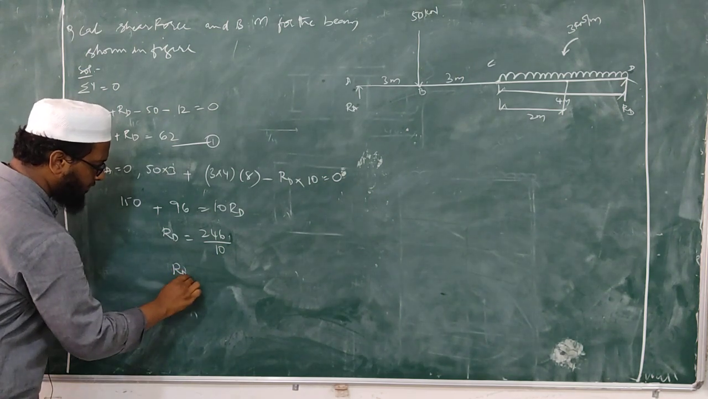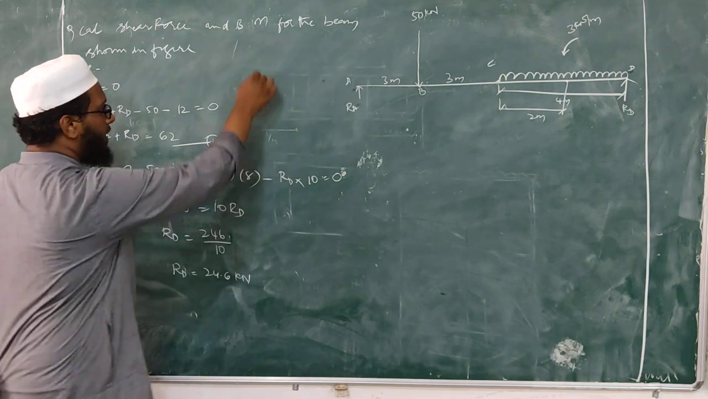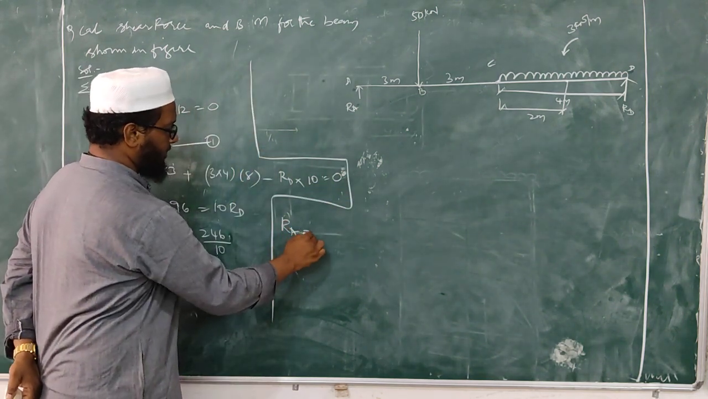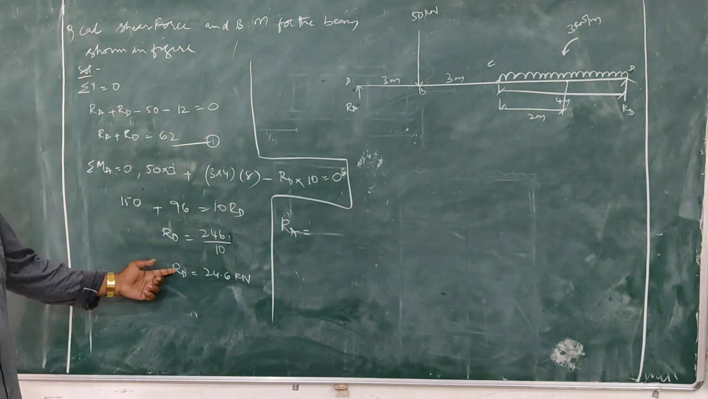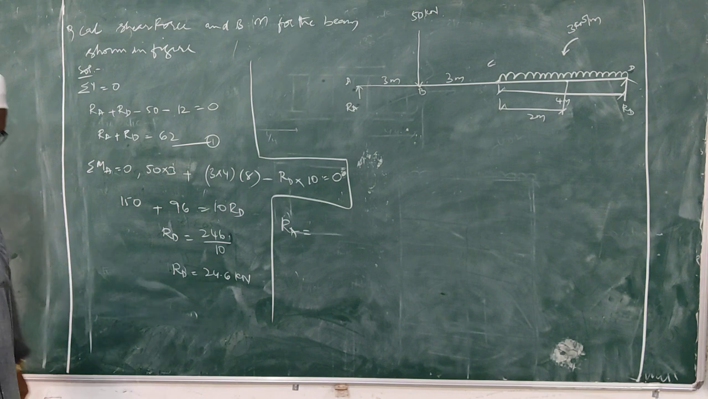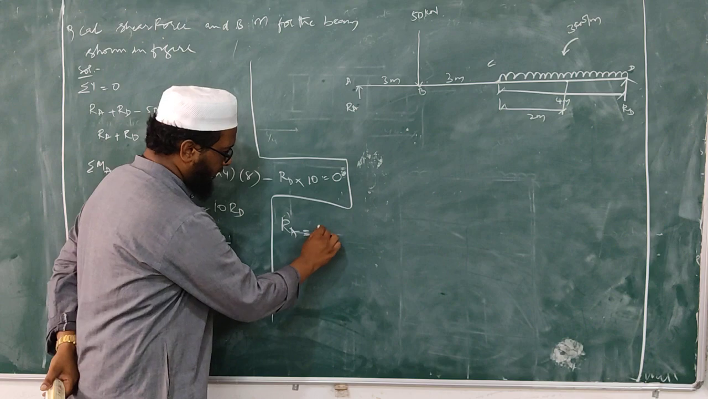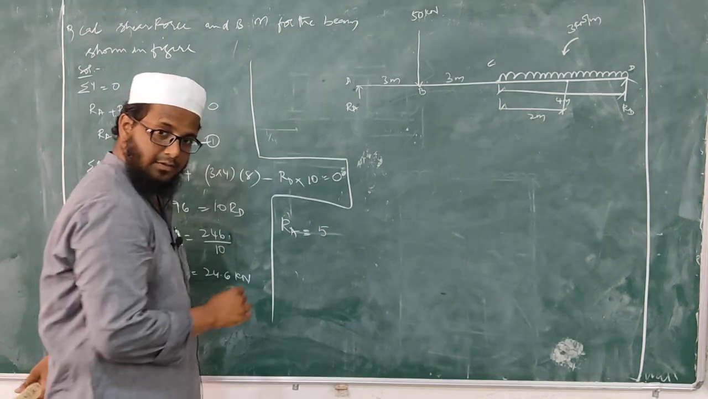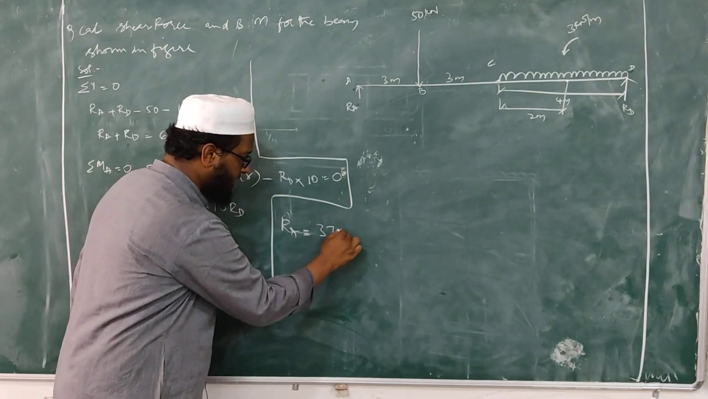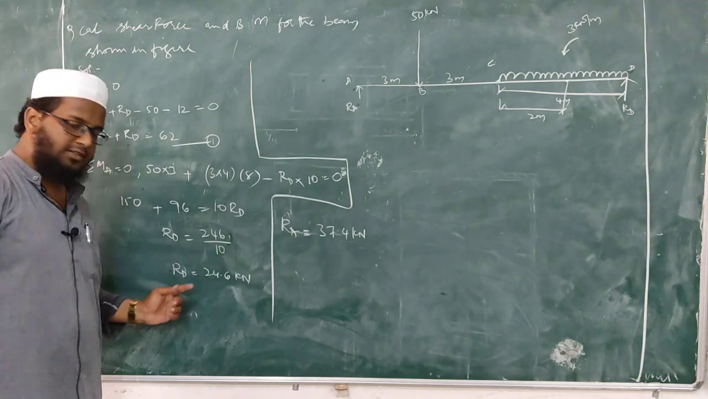So RD is equal to 24.6 kilonewton, and whereas your RA, we can substitute the value of RD in equation number 1. So 62 minus 24.6 is how much? 37.4. So 37.4 kilonewton. So this is your RA and this is RD.